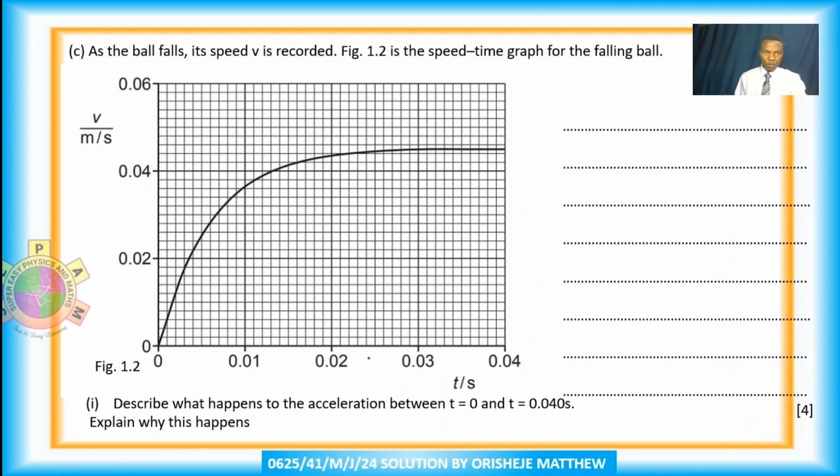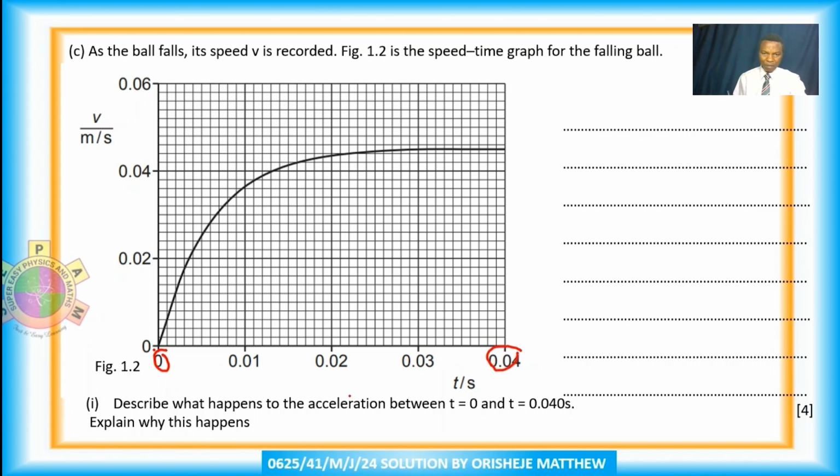All right, 1c. As the ball falls, its speed is recorded. Figure 1.2, this graph is showing the speed-time graph for the falling ball. Describe what happened to the acceleration between time 0 and time 0.04. That is the entire graph. So this graph is depicting the time taken for the ball to fall from the top when it was dropped up to this point, this time here. So that is the duration that this graph is showing.